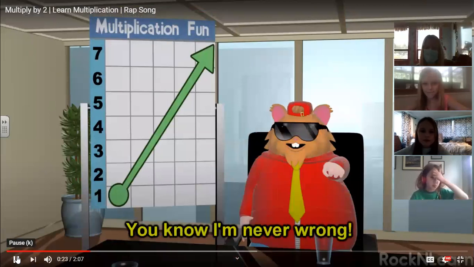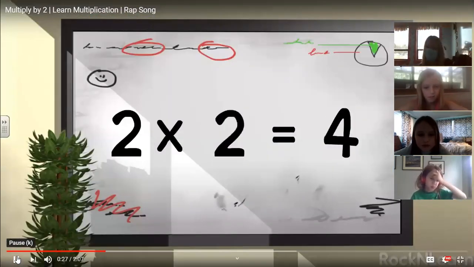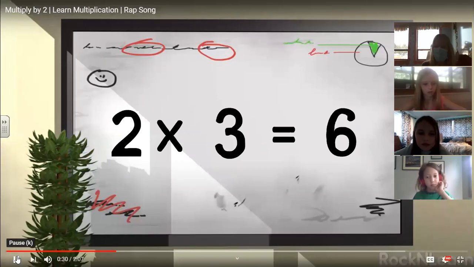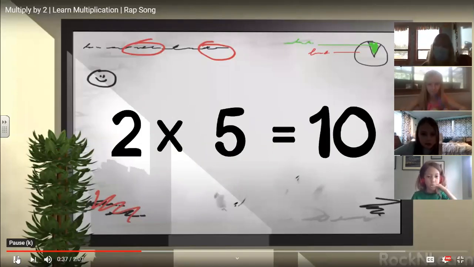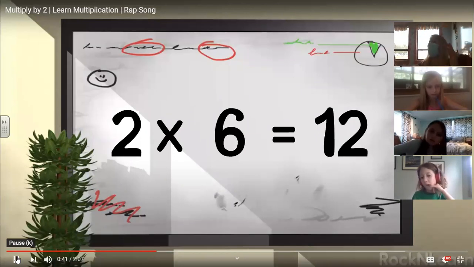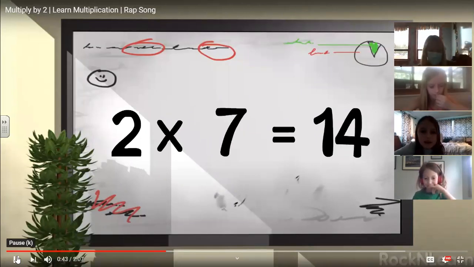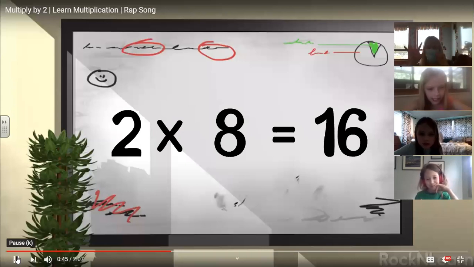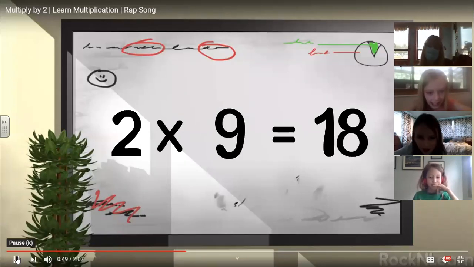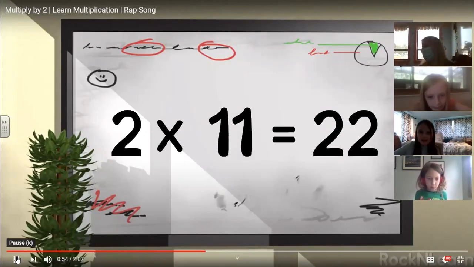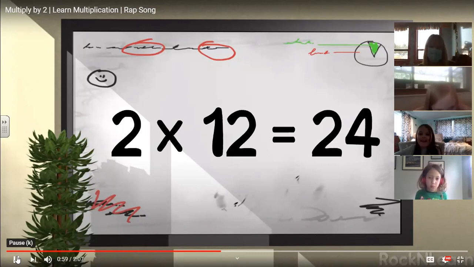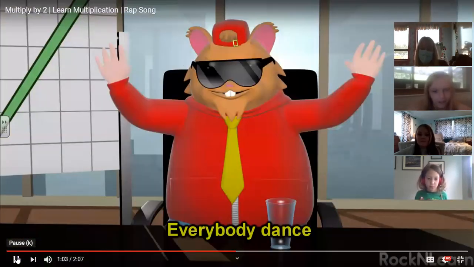2 times 1 is 2. You guys can say it. 2 times 2 is 4. 2 times 3 is 6. 2 times 4 is 8. 2 times 6 is 12. 2 times 7 is 14. 2 times 8 is 16. 2 times 9 is 18. 2 times 10 is 20. 2 times 11 is 22. What you do? Everybody dancing for this life.